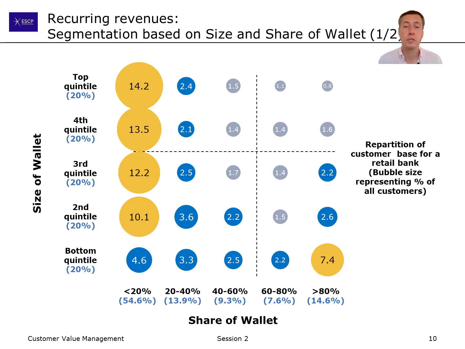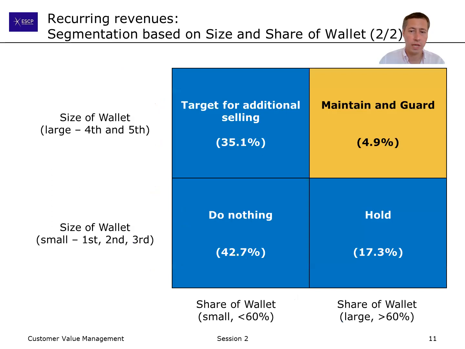Now, what can you use this matrix for? Well, in order to use it, probably one way to do it is to simplify it a bit. So instead of working with 25 groups, we only work with 4 groups by summing up the top right, top left, bottom right, and bottom left corners. And we would get to this. The top right corner are our most valuable customers. They have a high size of wallet, they have a high share of wallet, they're about 5% of them, and we maintain and guard them. In the logic of CRM, this is the top of our pyramid.